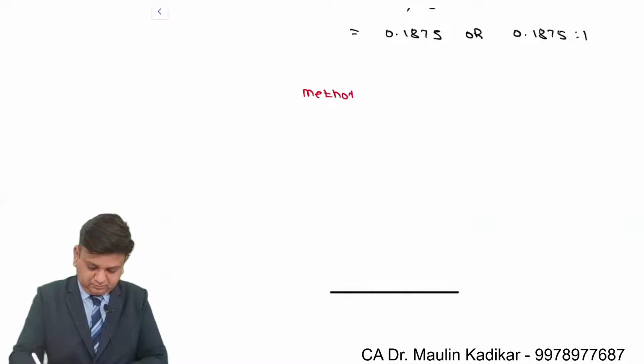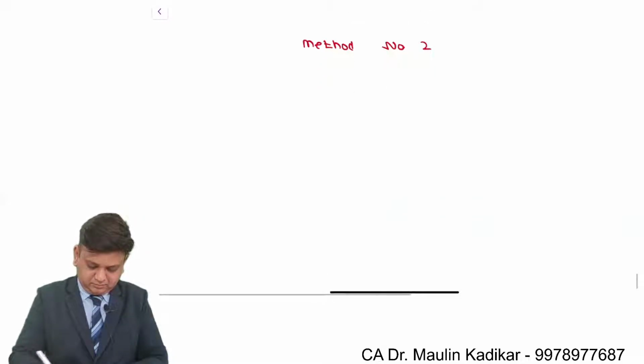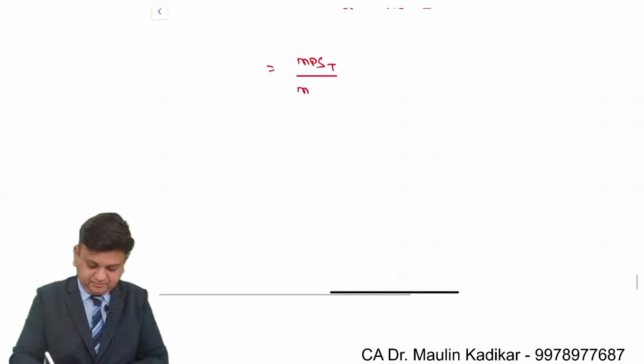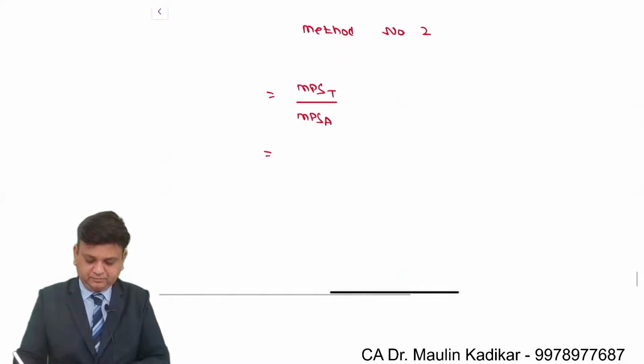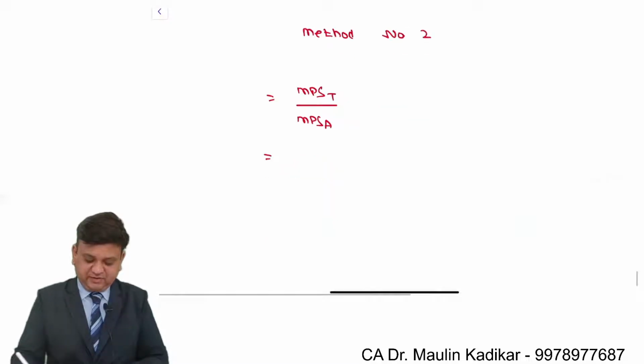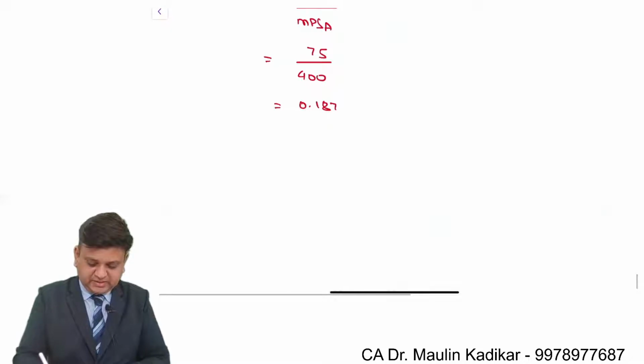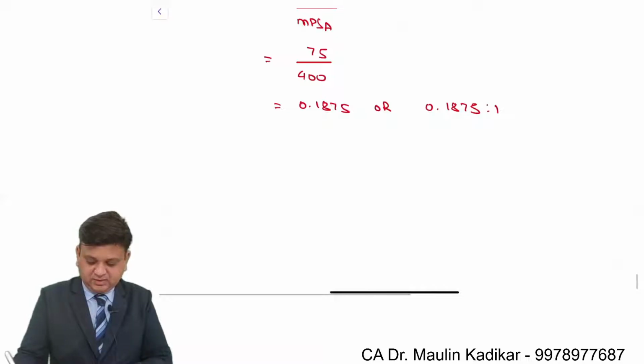So write down the heading, method number 2. It is MPS of T divided by MPS of A. What is MPS of T? 75. What is MPS of A? It is 400. So the answer is 0.1875, or 0.1875 is to 1.